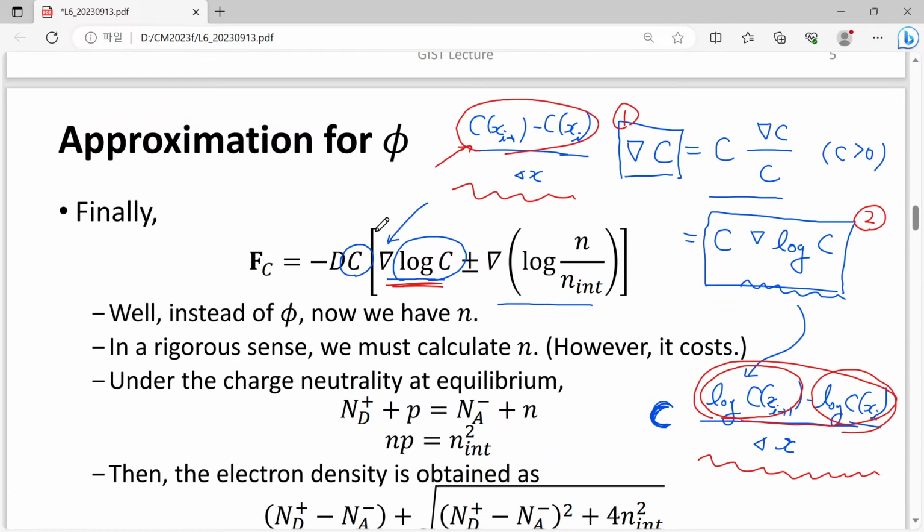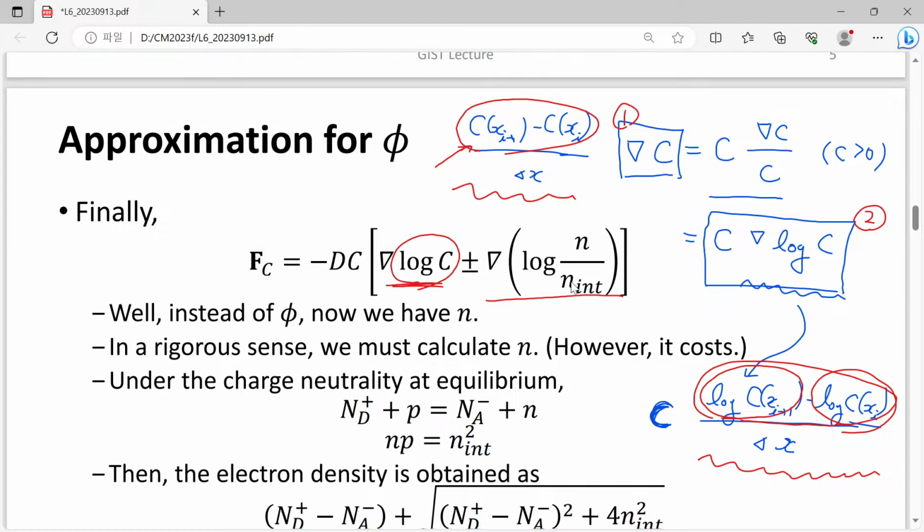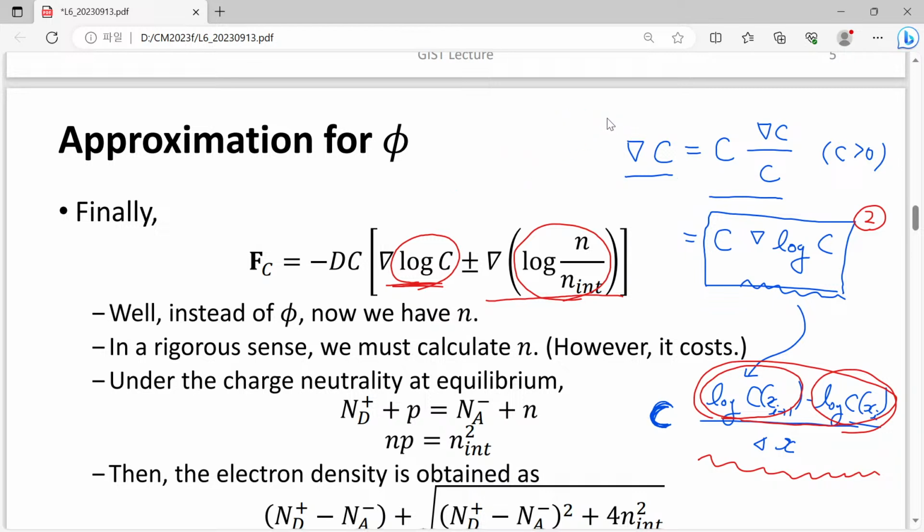And the beauty of this form is that it is quite general. Although we have introduced a new term, it is just added, and it has quite a similar form, like taking log of C and taking log of electron density. So they can be written in a unified form, so we will use this form. Okay.